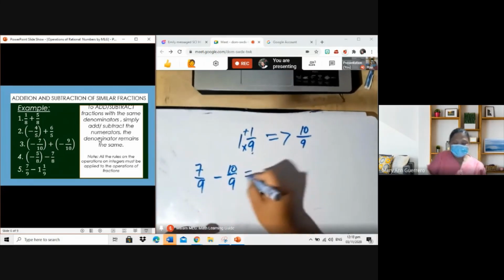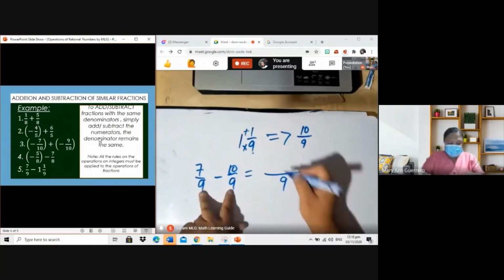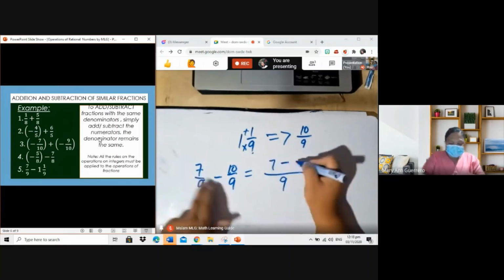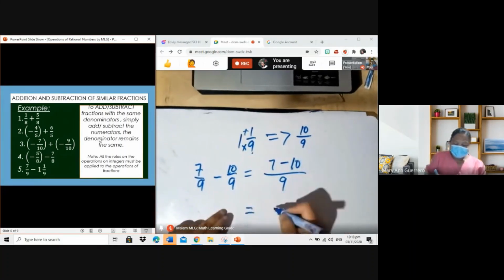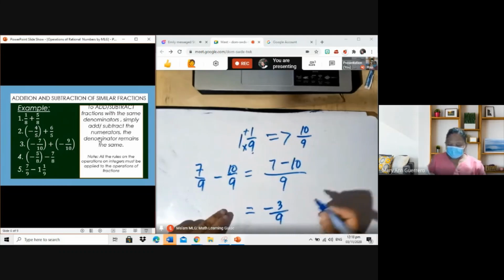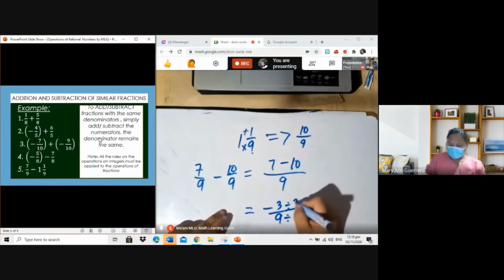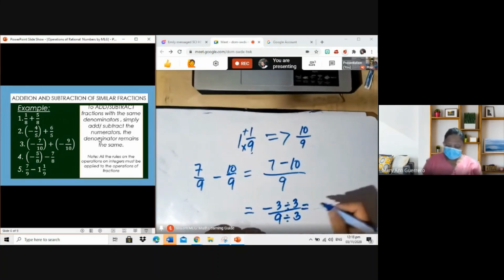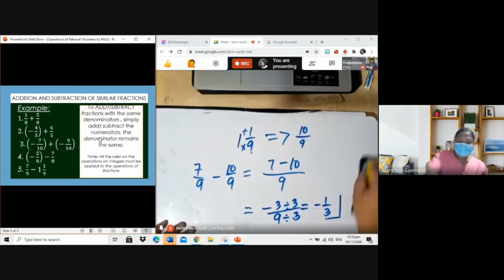So that is 9. Then subtract the numerators. That will become negative 3 over 9. So that can be simplified by dividing the numerator and denominator by 3. So negative 1/3. Okay, that's it.